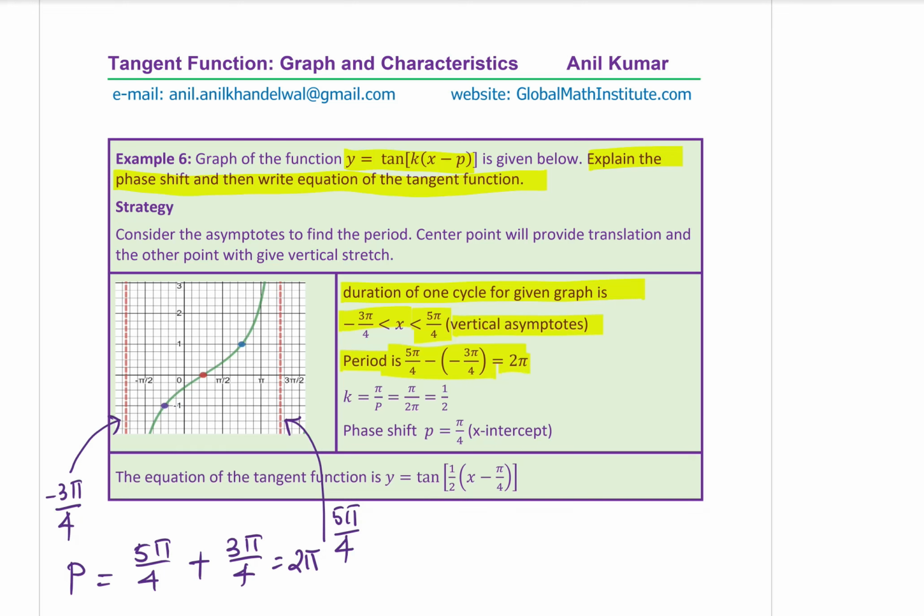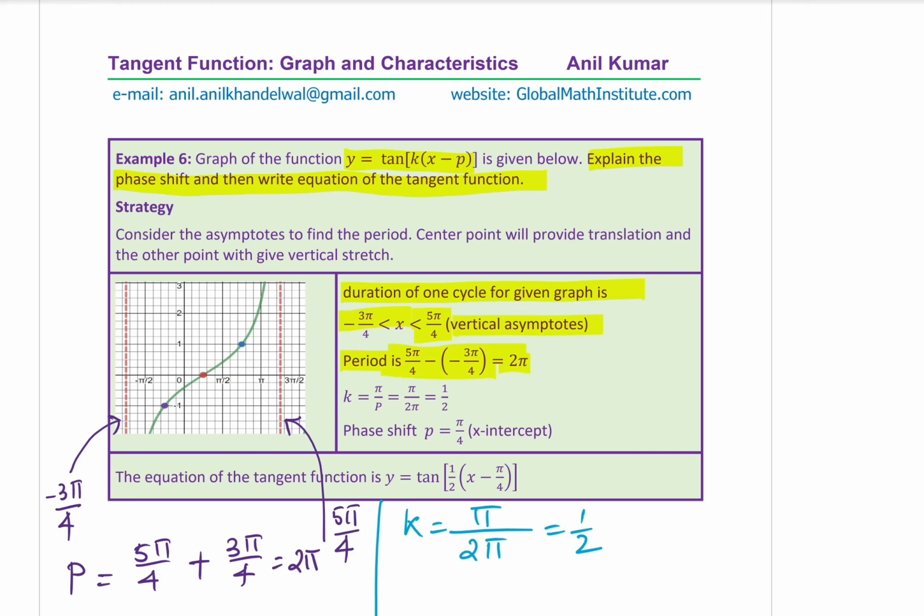Once you get this period, you can find the value of k. The value of k will be pi, which is the normal period, divided by the new period, 2 pi, so the value is half. That is how we get k. Now, clearly, what is the phase shift? Normally the cycle should have been from minus pi by 2 to plus pi by 2. So the difference is the phase shift.